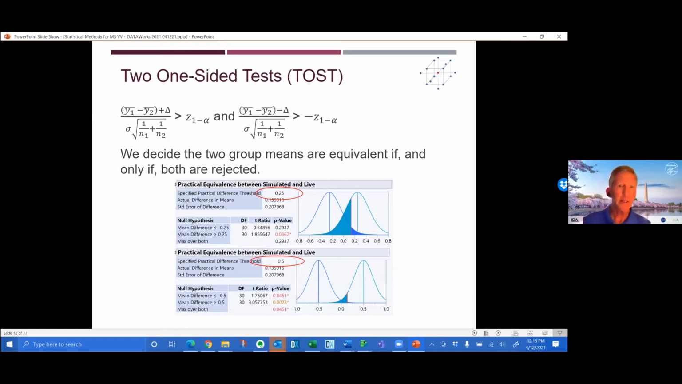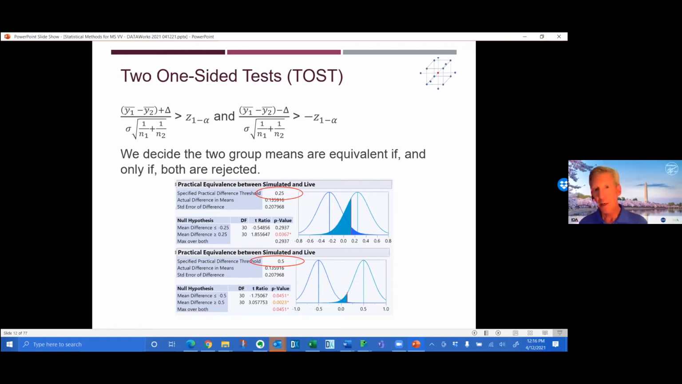And you can see that for the same data set, I think we had about 30, 31 observations for each of the data sets. Again, thinking about notionally a live data set, a referent data set versus a simulated data set, depending upon the delta we come up with, we might say that we're equivalent or we're not equivalent. For the smaller deltas, it turns out that it's harder to show equivalence, and that should make sense, hopefully intuitively.